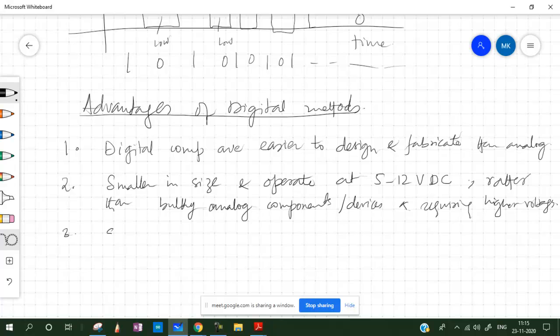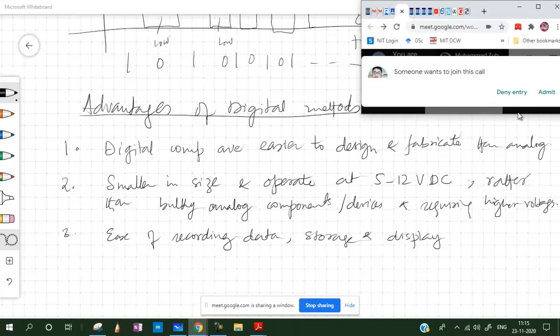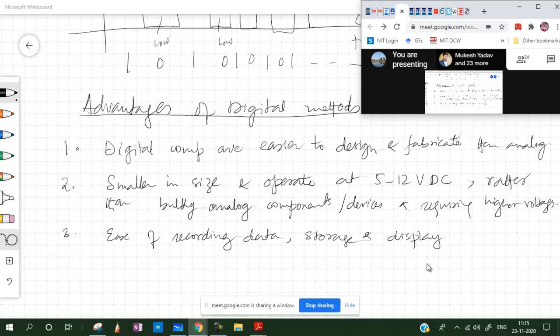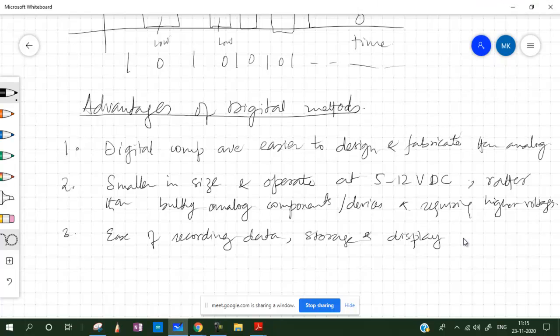The third one is the ease of recording data, the storage and display, which we are already aware of. Recording is easier in computers or in hard disks or in microcontrollers than the analog ones, which could even be in the form of some basic traditional recording devices, which are generally unsuitable, or which take a lot of space, or a lot of volume of the recording material.